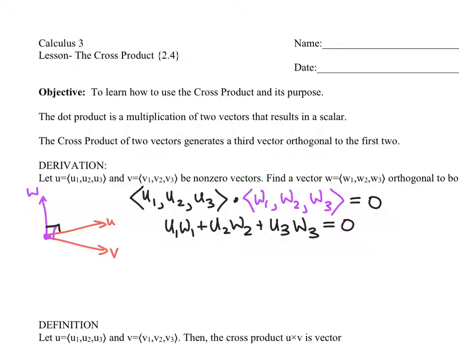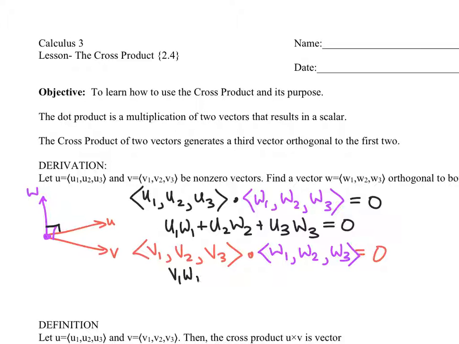But I also have V1, V2, and V3 dotted against vector W. That's also going to give me a 0 as a result. So V1 W1 plus V2 W2 plus V3 W3 is also equal to 0.